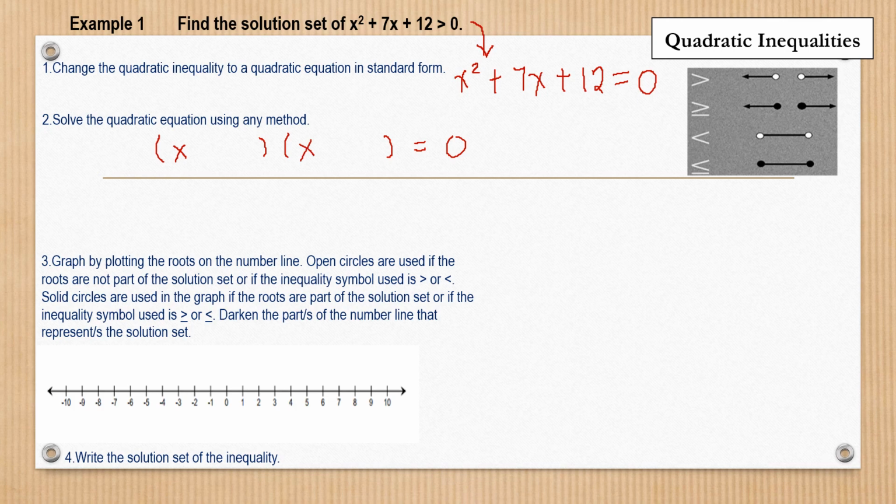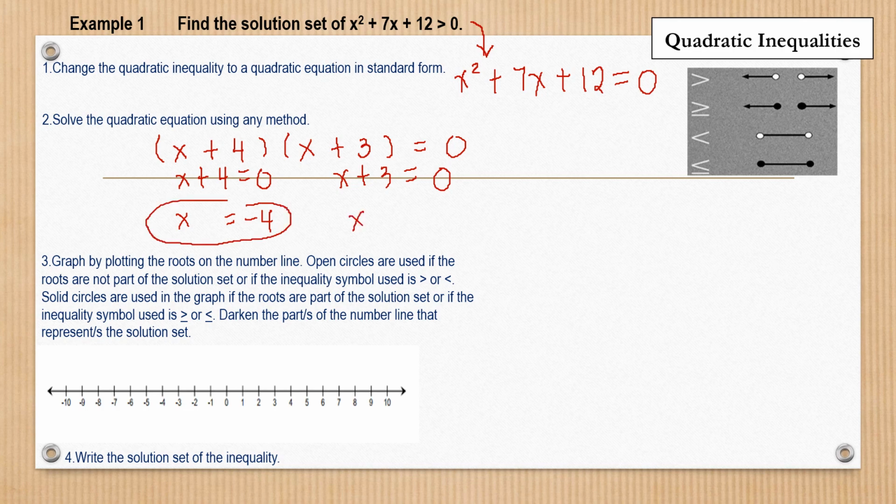What are the factors of 12 that will give us 7 when added or subtracted? That would be positive 4 and positive 3, because 4 times 3 is equal to 12 and 4 plus 3 is equal to 7. Applying the zero product property, we have x plus 4 is equal to 0 and x plus 3 is equal to 0. Solving for x, we have negative 4 and negative 3.